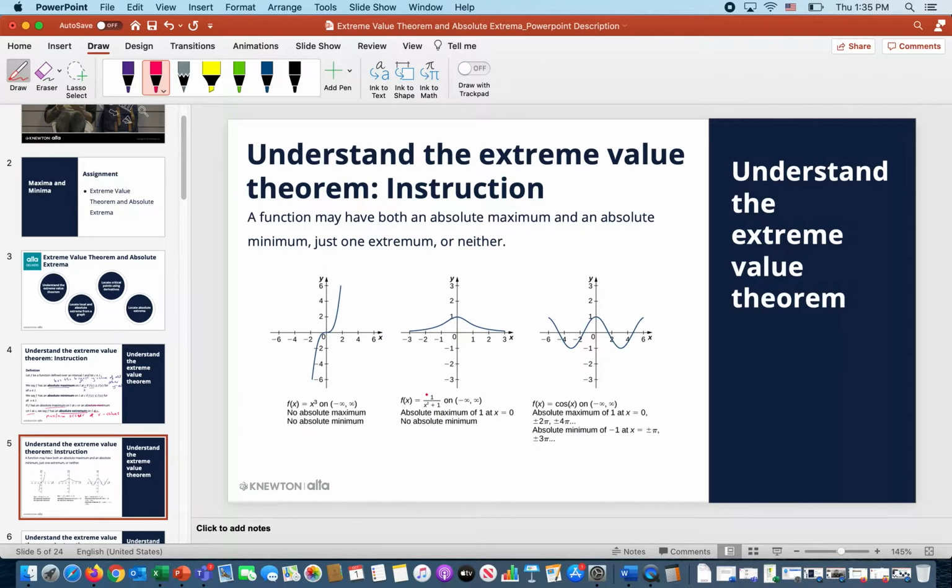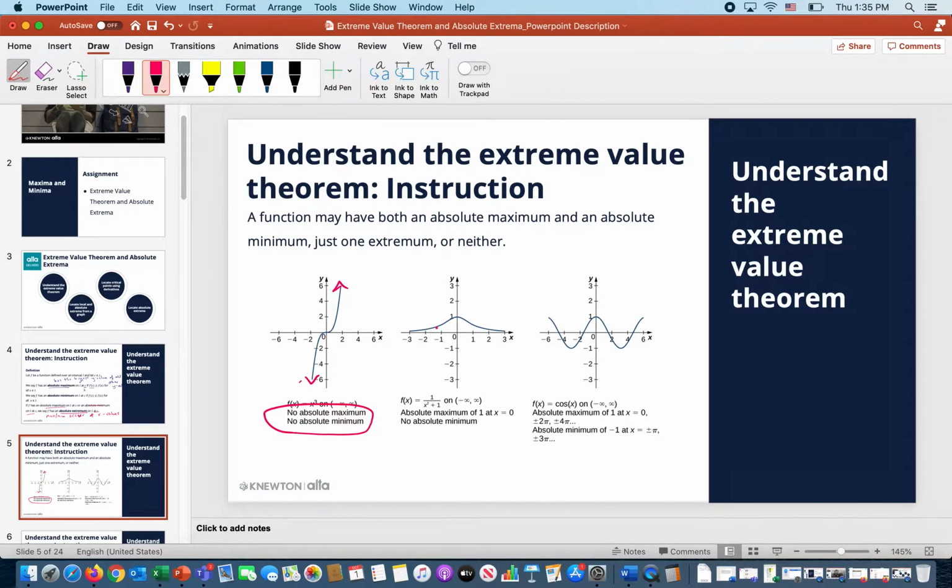Let's take a look at a couple of graphs here. You'll notice that the y values keep going down and up in those two directions. And so there is no one y value that is bigger than all other y values, right? They keep going up and up and up. So notice we have no absolute max and no absolute min.